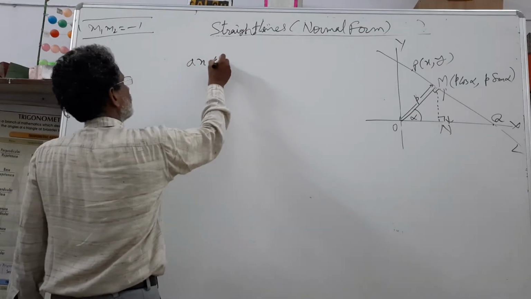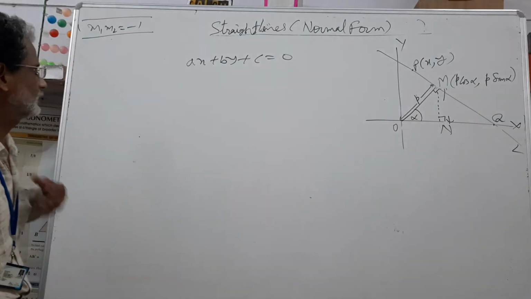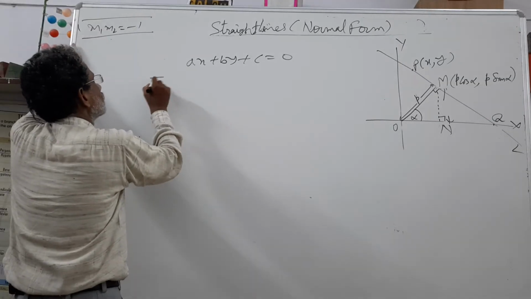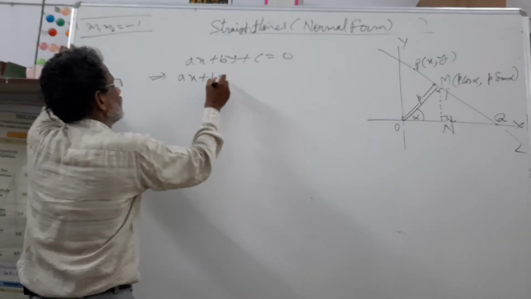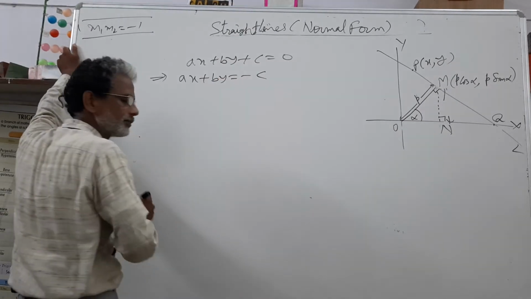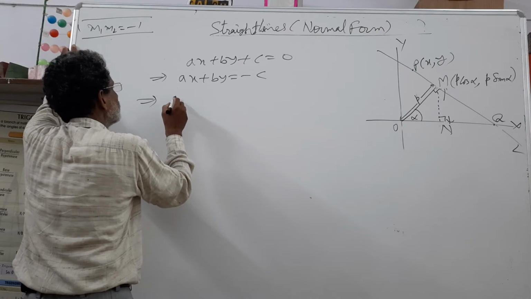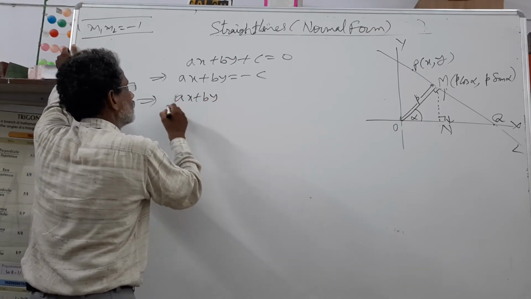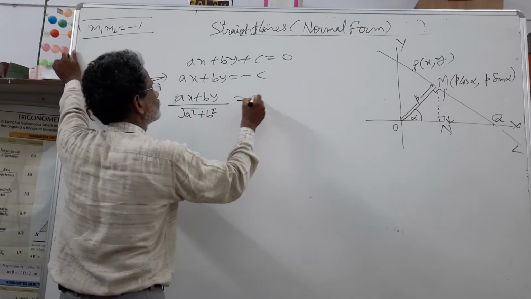Let ax plus by plus c is equal to 0 be the general equation of a straight line. Then write it as ax plus by is equal to minus c. This implies divide both sides by under root a square plus b square.